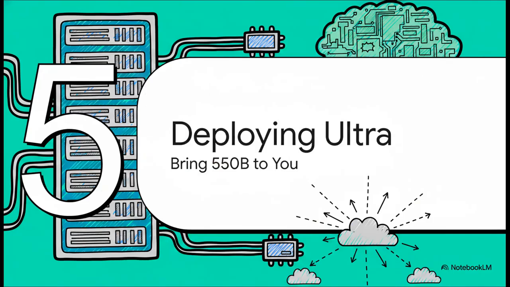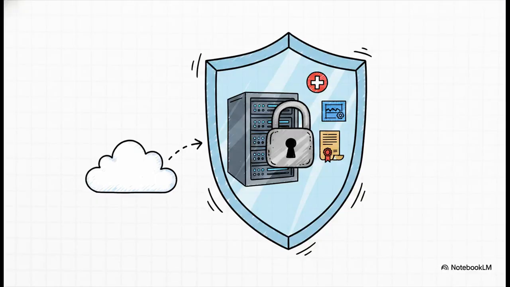Finally, let's hit Section 5, deploying the Ultra model and bringing a 550 billion parameter beast to your data center. So, the biggest takeaway here is sovereign AI. Because the weights and recipes are open, you don't have to ship your sensitive enterprise data off to some closed API provider. Whether it's confidential manufacturing specs, healthcare records, or government data, you can run this top-tier model safely and securely locked down inside your own data center.